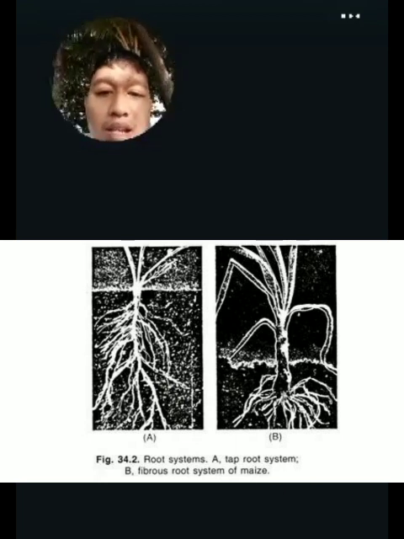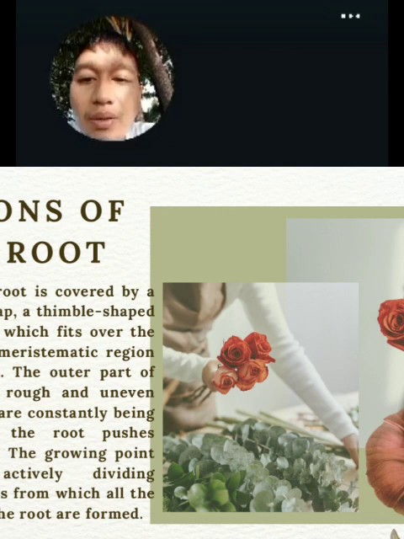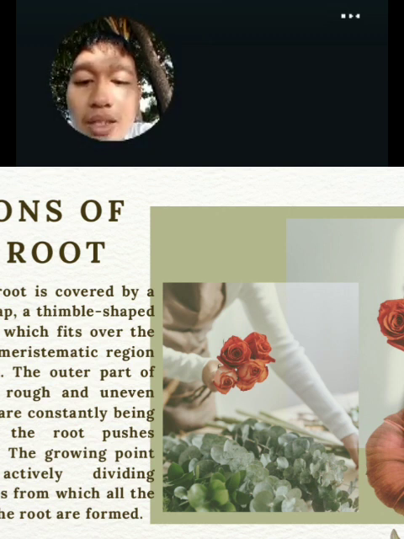So next, let's proceed to the regions of the root. The tip of each root is covered by a protective root cap, a thimble-shaped covering of cells which fits over the rapidly growing meristematic region, the calyptrogen. The outer part of the root cap is rough and uneven because its cells are constantly being worn away as the root pushes through the soil. The growing point consists of actively dividing meristematic cells from which all the other tissues of the root are formed.